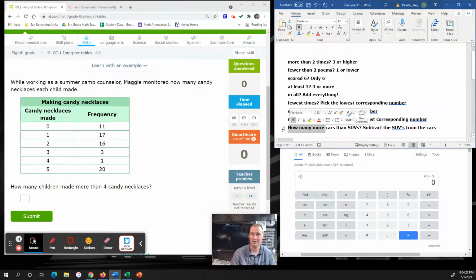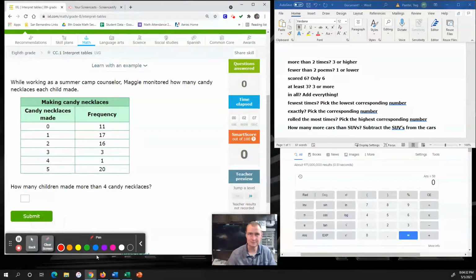Let's go ahead and use those vocabulary words and see how well it works out, because that should be very helpful. Okay, here we go. First table. While working as a summer camp counselor, Maggie monitored how many candy necklaces each child made. How many children made more than 4 candy necklaces?